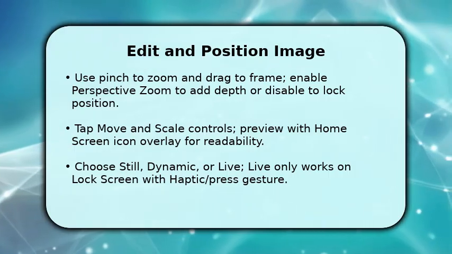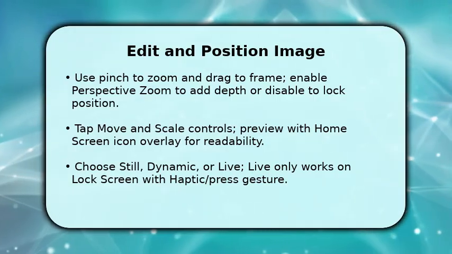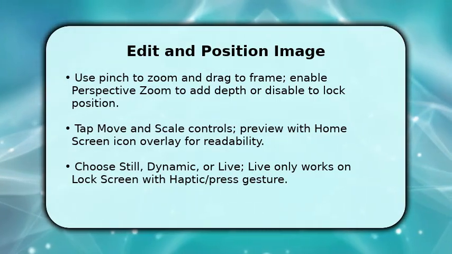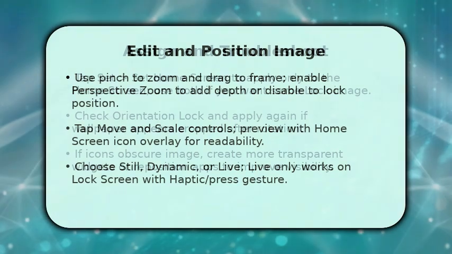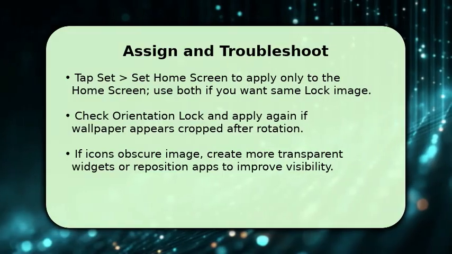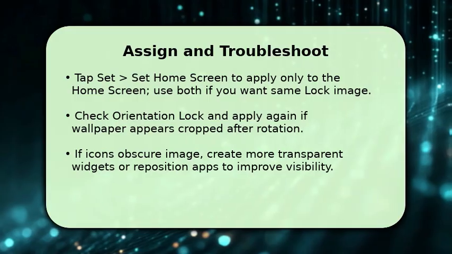Pick still for clarity, dynamic for subtle motion, or live if you prefer press to animate on the lock screen. When satisfied, tap Set and move to the final assignment step. You finish by assigning the image. Choose Set Home Screen if you only want it behind apps, or select Set Both to use it everywhere.